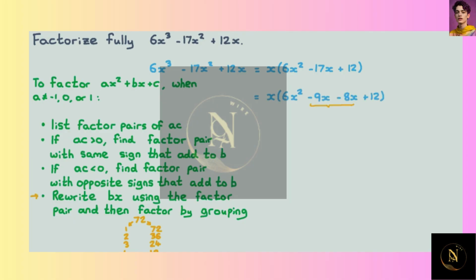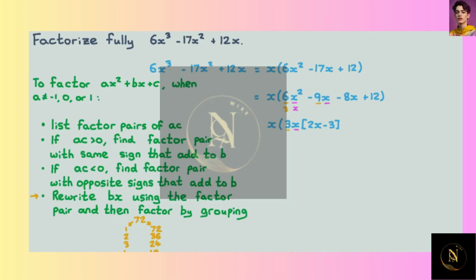We now need to rewrite the x term using this factor pair, and then apply factoring by grouping. We can rewrite our expression as x multiplied by 6x squared minus 9x minus 8x plus 12. We now need to factor each pair of terms in the quadratic. Let's start with the first pair. We see that they share a factor of 3x.